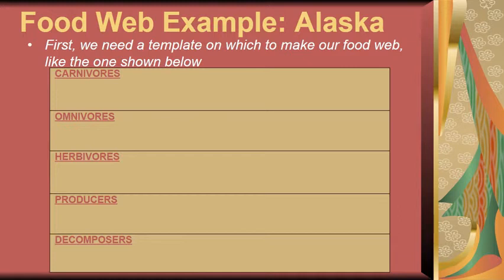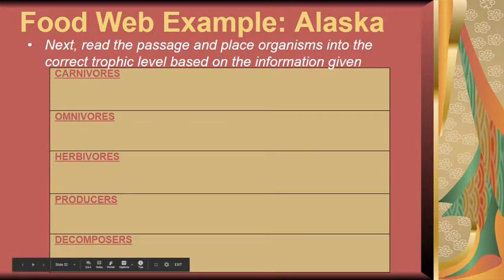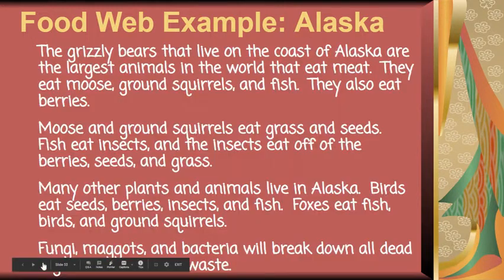So we're going to make an example food web in our notes. So first we need a template on which to make our food web like the one shown below. And you should have this in your notes. Next, we need to read the passage and place organisms into the correct trophic level based on the information given. So here's our example of an Alaskan food web.